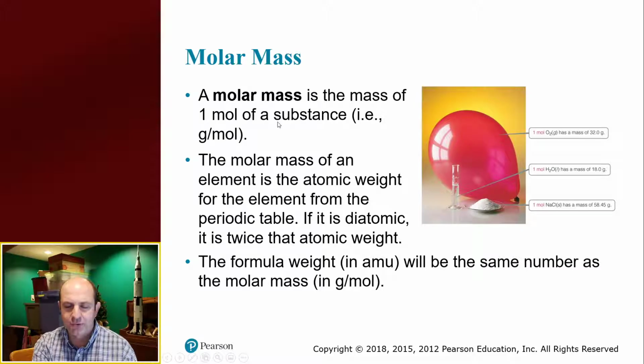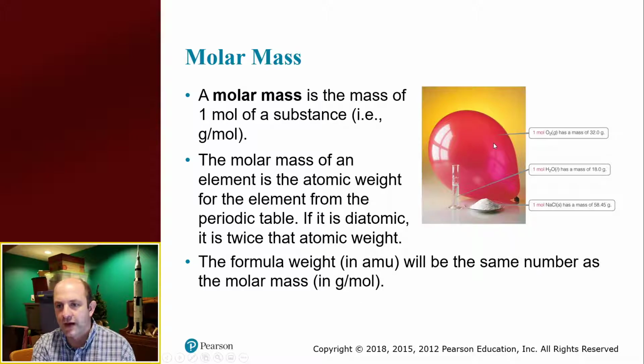All right. So then that gets us to our molar mass. How many grams are in 1 mole of a substance? It's going to be the same number. It's going to be the same idea. If something's diatomic, it's twice the atomic weight because the formula says there's 2 of them. Basically, just go with the formula, whatever it says, because the formula weight in AMU has to be the same number. All we're doing is changing the unit.